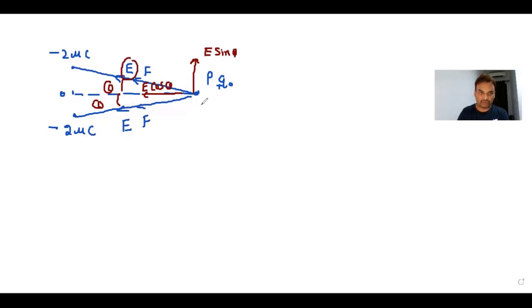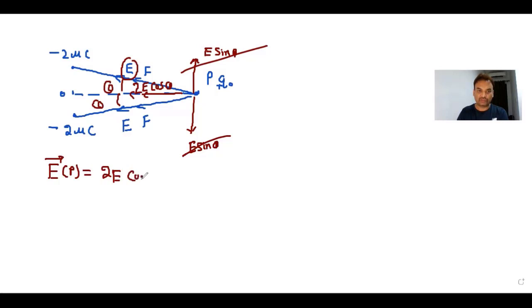Likewise, I will resolve this E into two components, right? So this will be E sine theta, and again the E cos theta will be in this direction. So I can write this as twice E cos theta. So these two will be cancelled again, and the net electric field at point P will be along 2E cos theta, right? And it will be along the minus x-axis, meaning in the left direction.